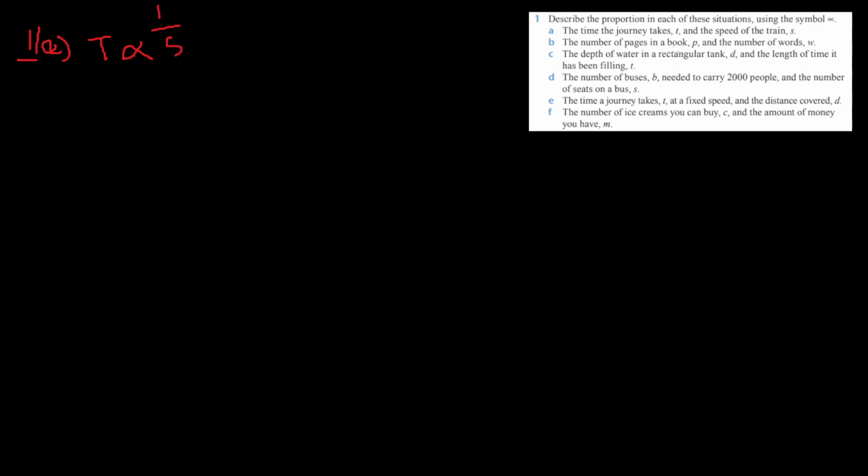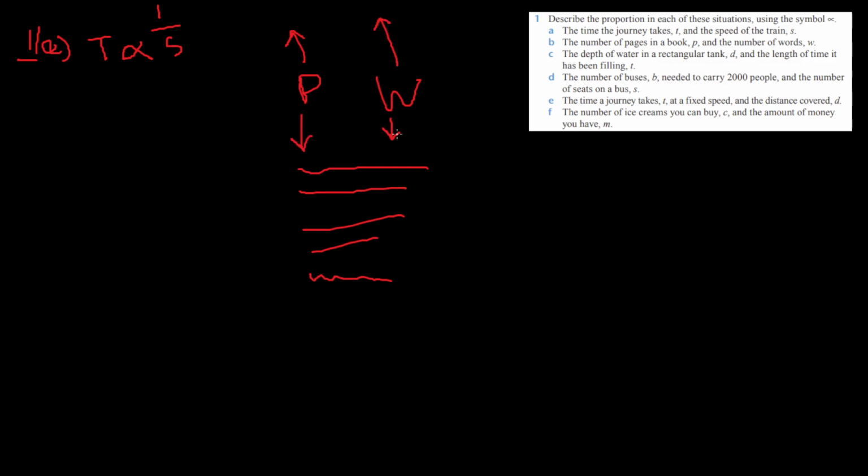Next is the number of pages in a book and the number of words. So let's say there are no blank pages in the book. If there's more pages, that would automatically mean there will be more words. Like we're not counting blank pages. And if we increase the words of a book, we'll have more pages. So let's do this. P and W. More pages equals more words. Less pages equals less words. So we could see that if this increases, this increases as well, unlike number A. So we could just say P is proportionate to W.